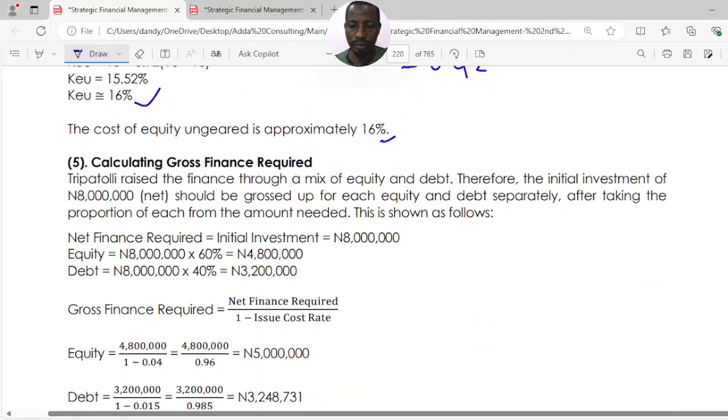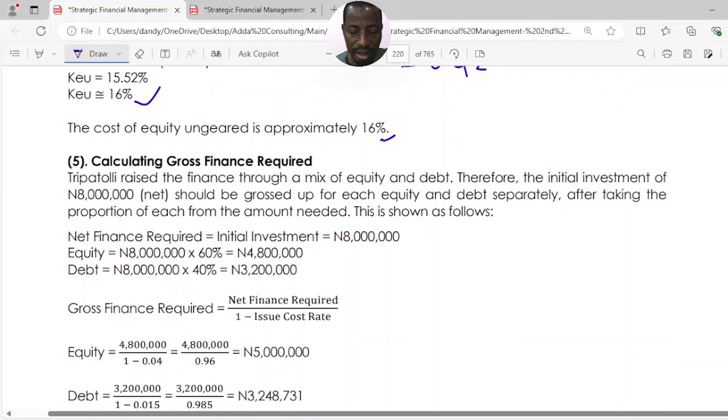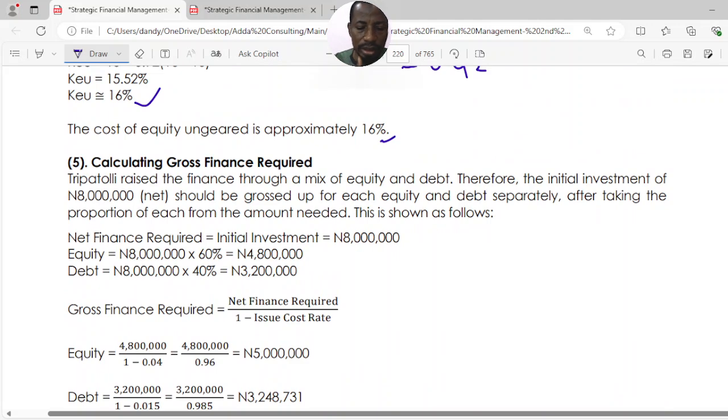Now, like I said, we are going to assume the risk-free rate of return as a cost of capital or discount rate for financing effect cash flow. Then in this working number 5, we want to calculate the gross finance required. To get the gross finance required, like I explained, it must be net finance required divided by 1 minus issue cost rates. You are going to do this separately for equity and debt.